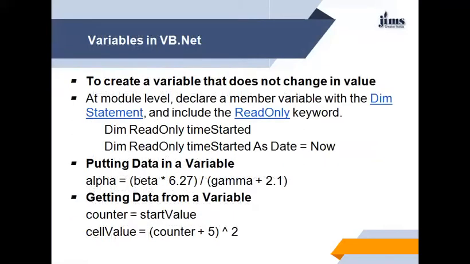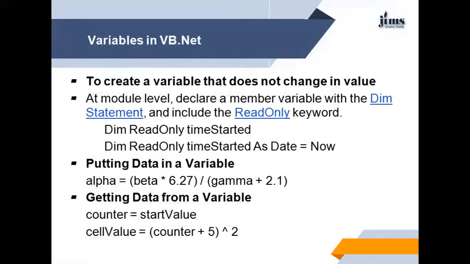To create a variable that does not change in value, at module level, declare a member variable with the Dim statement and include the ReadOnly keyword. Suppose Dim ReadOnly timeStarted. It will work as a constant. Dim ReadOnly timeStarted As Date = Now.